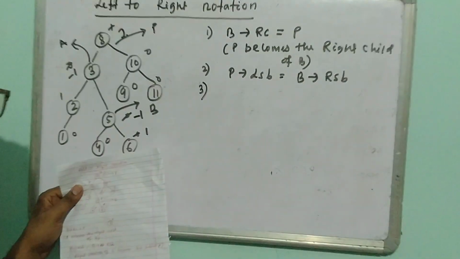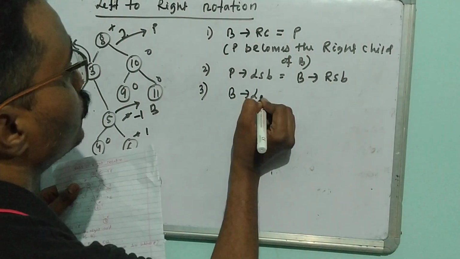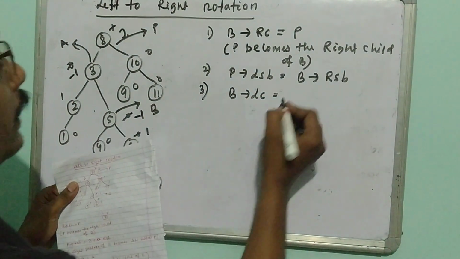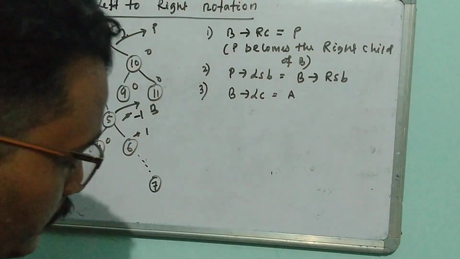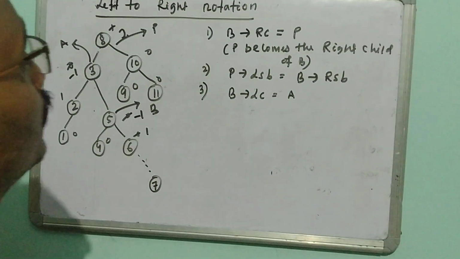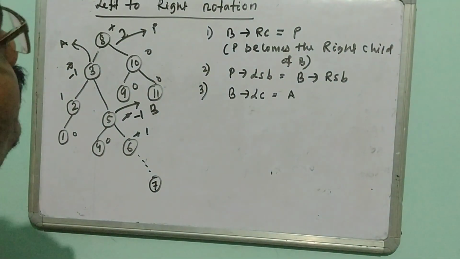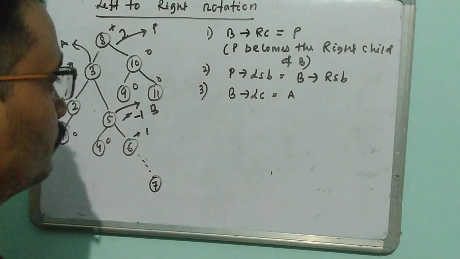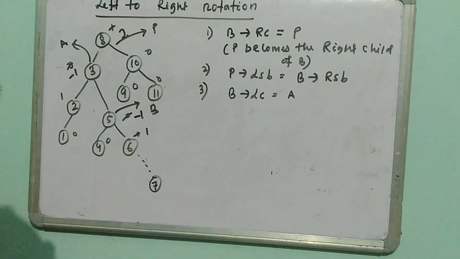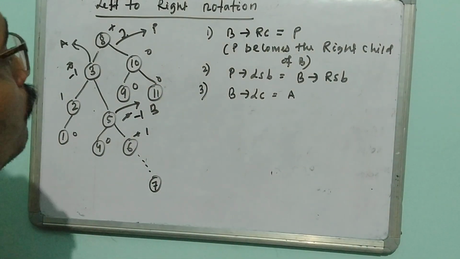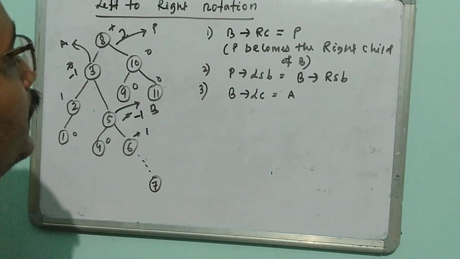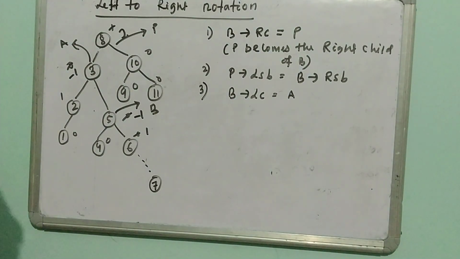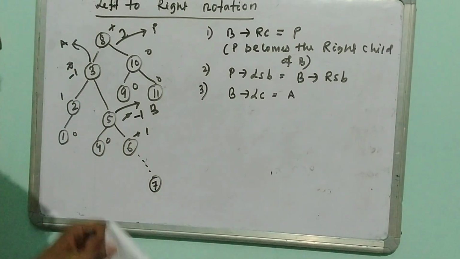And number 3 equation, the left child of the B will be A. A becomes the left child of the B. So first we have to discuss, this is a very important one, the right child of the B is P. That means P becomes the right child of the B, and PLSB, the left subtree of the P, becomes the right subtree of the B, and A will be the left child of the B. Now first we have to distinguish which is B. Now my B is 5.